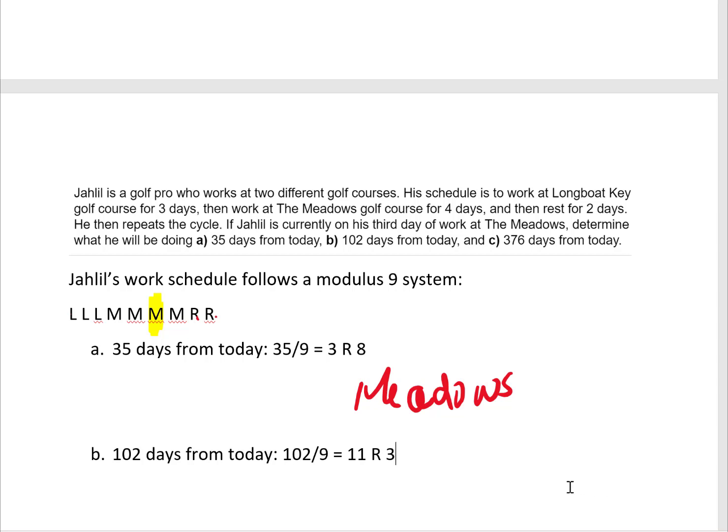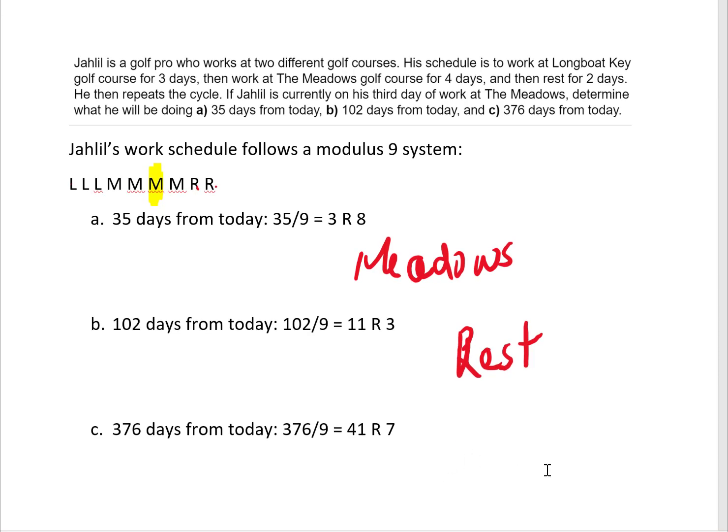And 102 days from today, divide 102 by 9, and I get 11 remainder 3. So if I count ahead from where he is today on the 3rd day of working at Meadows, in this case, he'll be resting. It'll be a rest day. And then finally, 376 days from here, a little bit more than a year, divided by 9, and I get 41 remainder 7. And if I count ahead 7, he'll also be working again at the Meadows.